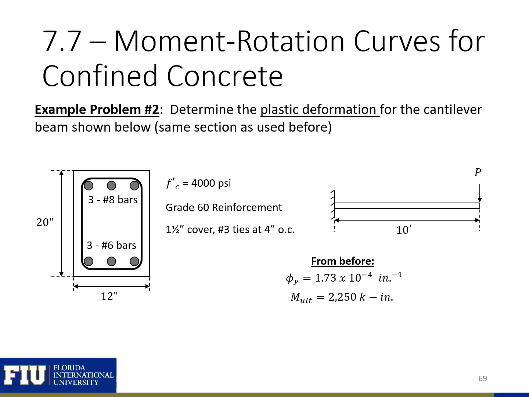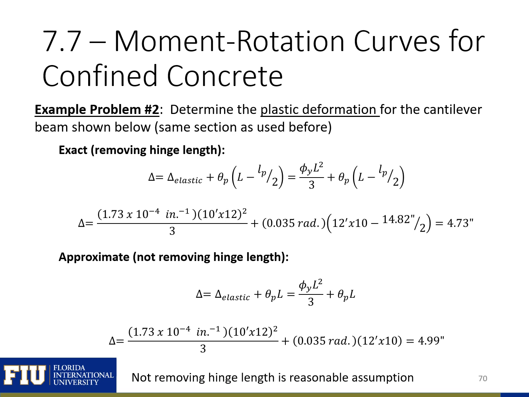In this next short example, we're going to determine the plastic deformation of the cantilever beam shown below. This is the same section from the previous example, so we already have the plastic rotation capacity calculated. So it'll be easier to do this example. We can find our plastic deformation by either removing the hinge length, which would be a more exact approach, or not removing the hinge length.